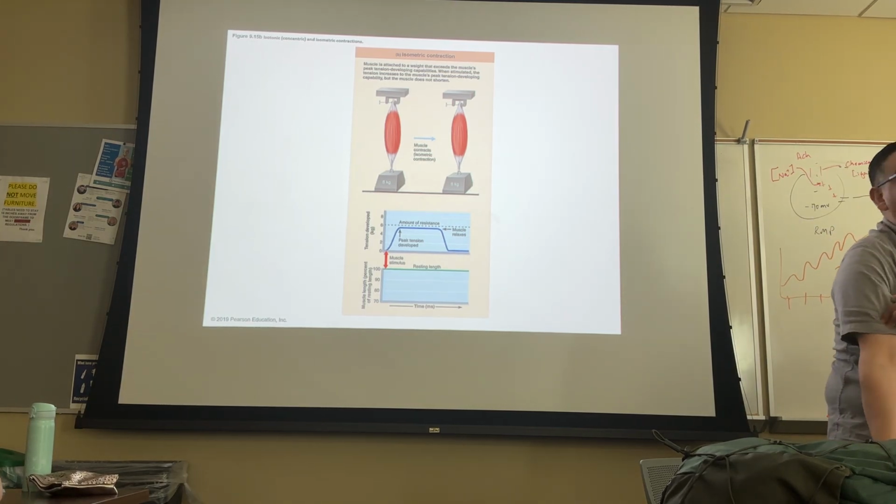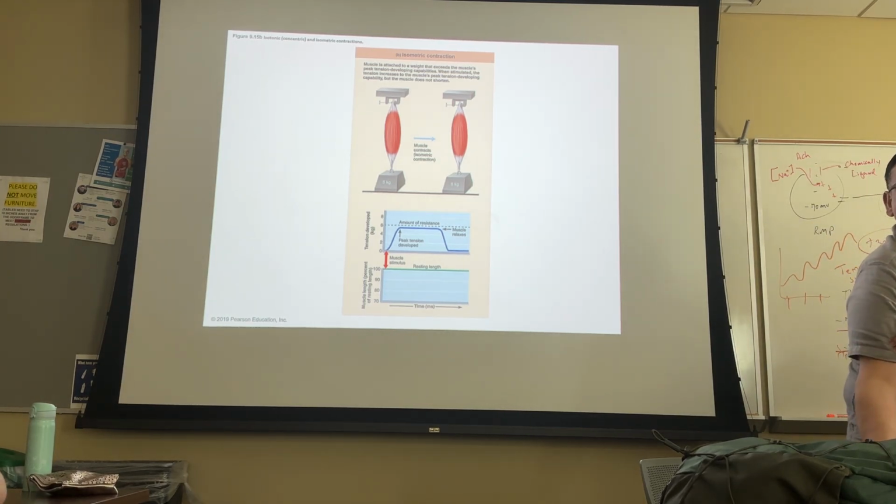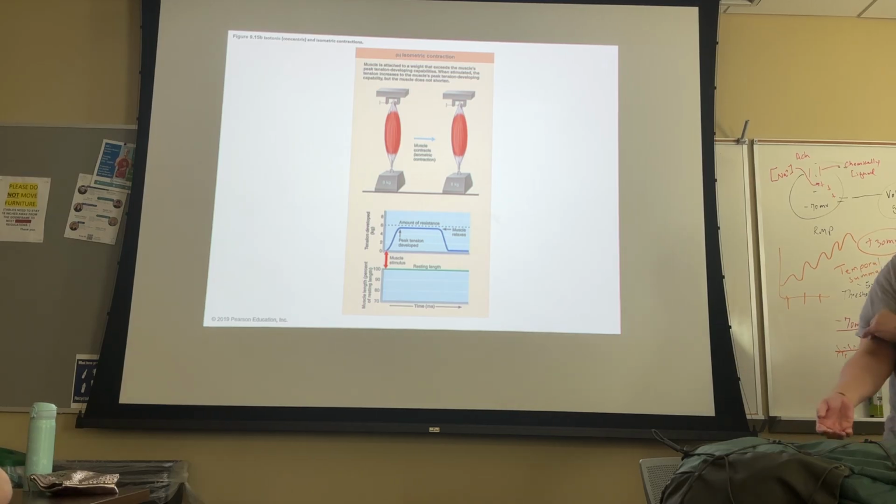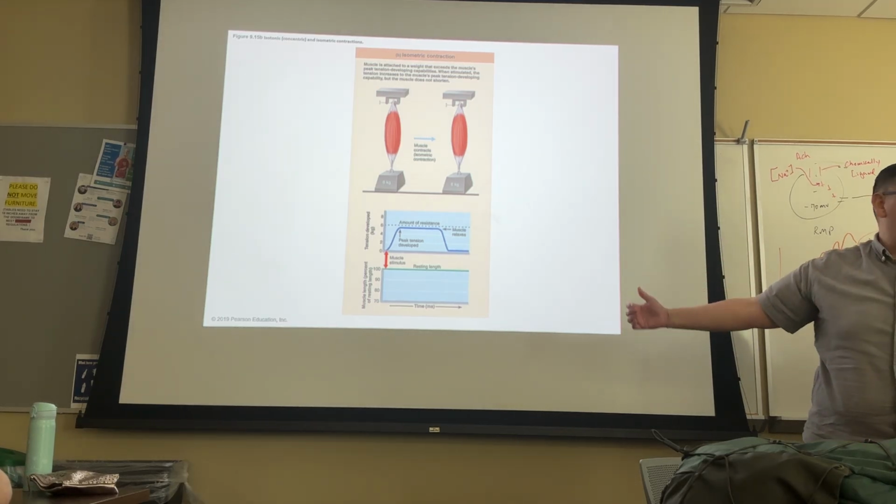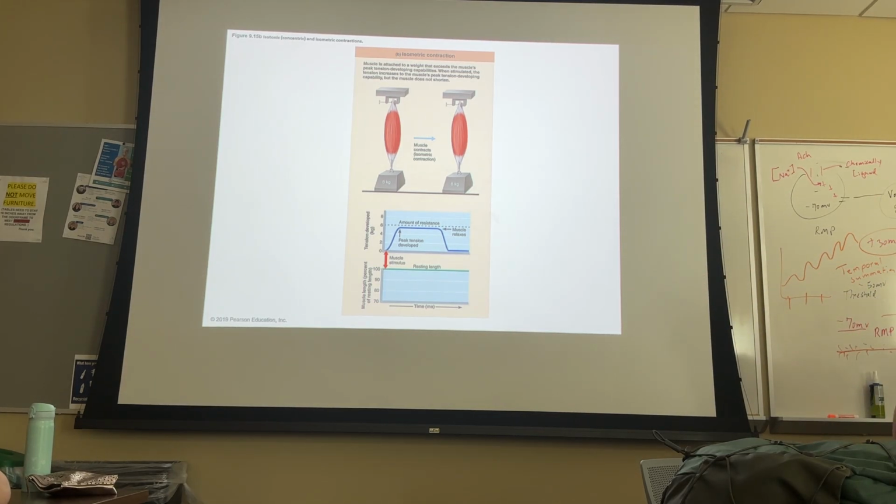Now, here's something heavy. I'm producing tension, I'm trying to pick it up, but I'm not strong enough to overcome the load. And the length stays the what? Same. That's called isometric. Okay, so I'll have one of them in the exam. You tell me if it's isotonic or isometric.